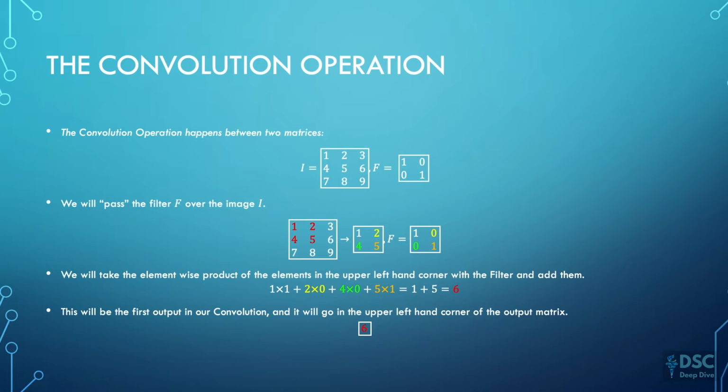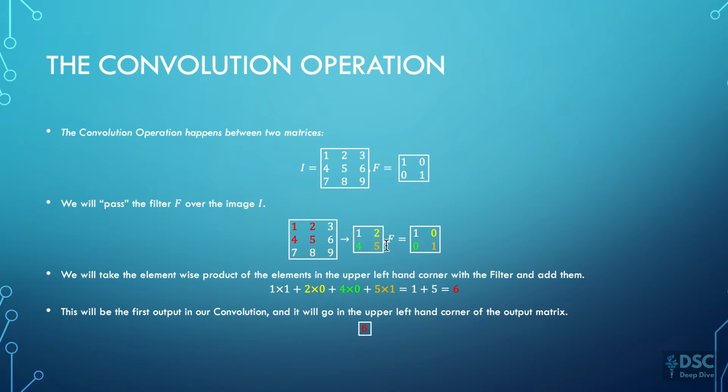Convolutional neural networks operate on the convolution operator, which happens between two different matrices. For a simple example, let's consider the following image I and a filter f. We will pass the filter f over our image I. Let's consider the four elements in the upper left-hand corner of our image and our filter f. Note, when we're convolving, the subregions which we consider for each convolution must be the same size as the filter. We will take the element-wise product between the elements in the upper left-hand corner of our image and the filter, and then we add them.